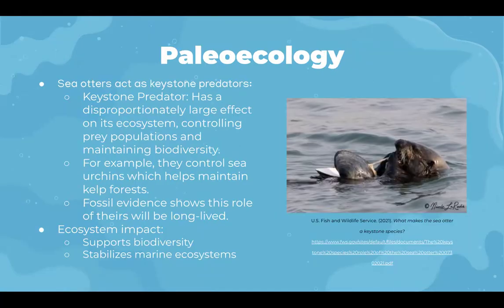Sea otters have a very important role in the environment as they act as keystone predators. A keystone predator has a disproportionately large effect on its ecosystem, controlling prey populations and maintaining biodiversity. For example, they control sea urchins, which helps maintain kelp forests. Fossil evidence also shows that this has most likely been long-lived for them. Their impact on the ecosystem includes biodiversity support and marine ecosystem stabilization.